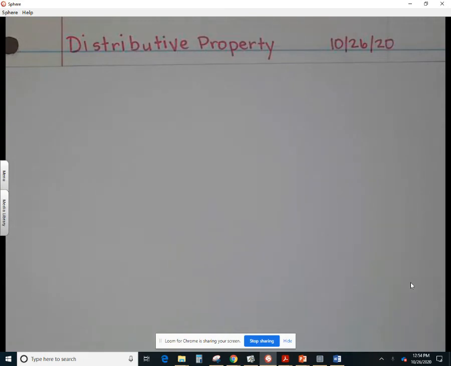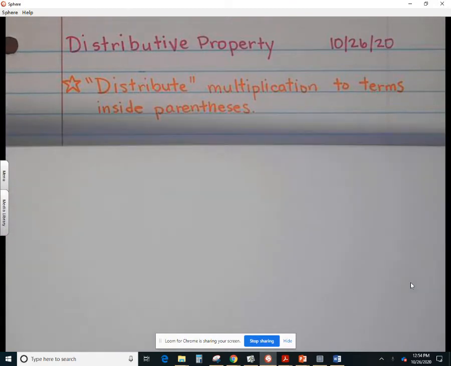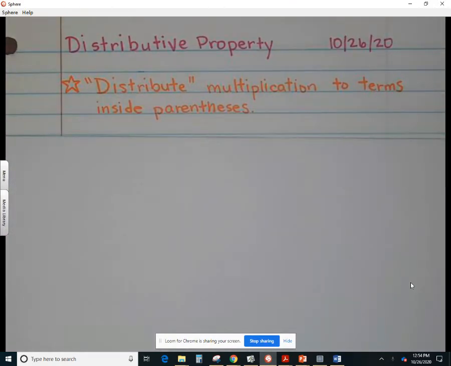Today's lesson is on the distributive property, which is one of the 5 properties we learned about when we learned about properties of operations. But we're going to specifically talk about this one today, and it's called distributive property because multiplication is being distributed. So you're having something on the outside of parentheses that you are multiplying by all the terms that are inside the parentheses.